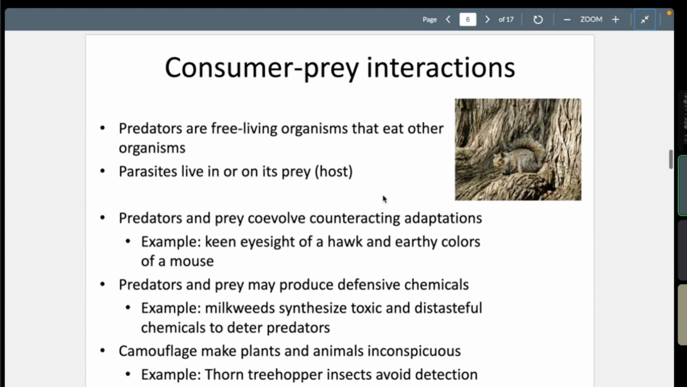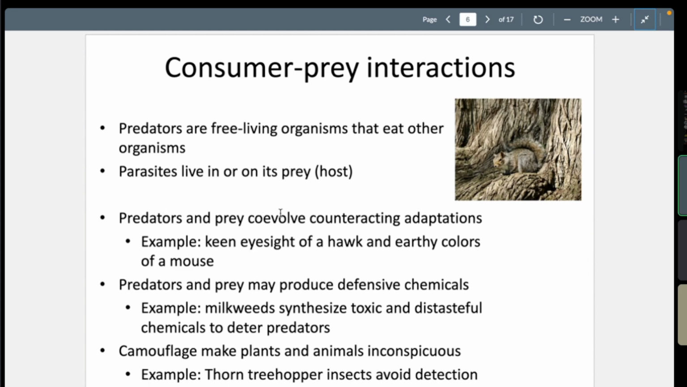So consumer-prey interactions. Predators are free-living organisms that eat other organisms. We're predators because we eat other organisms. Parasites live in or on their prey. So malaria is a parasite, right? It's going to live inside of you.